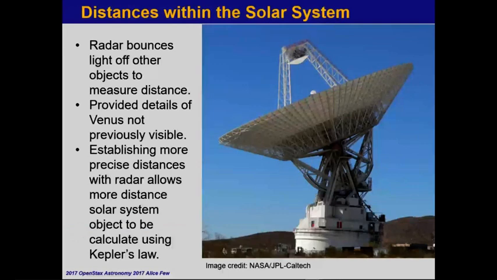So within the closest part of our solar system, within the inner planets, radar is kind of the easiest way for us to measure distances. And really and truly, all that is bouncing light off of those other objects. We also use radar to do detailed work on imaging items, especially for planets like Venus. So we've talked about Venus in the past, very thick atmosphere, cannot see the surface.